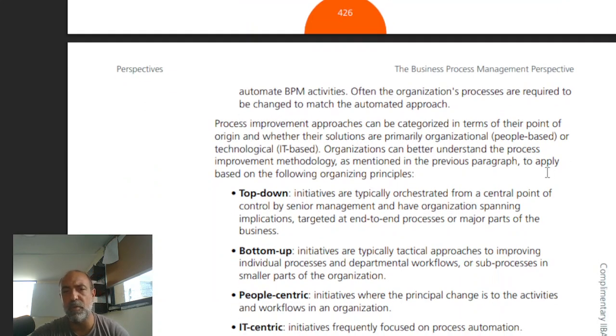Process improvement approaches can be categorized in terms of their point of origin and whether their solutions are primarily organizational, people-based, or technological, IT-based. Organizations can better understand the process improvement methodology as mentioned in the previous paragraph to apply based on the following organizing principles.